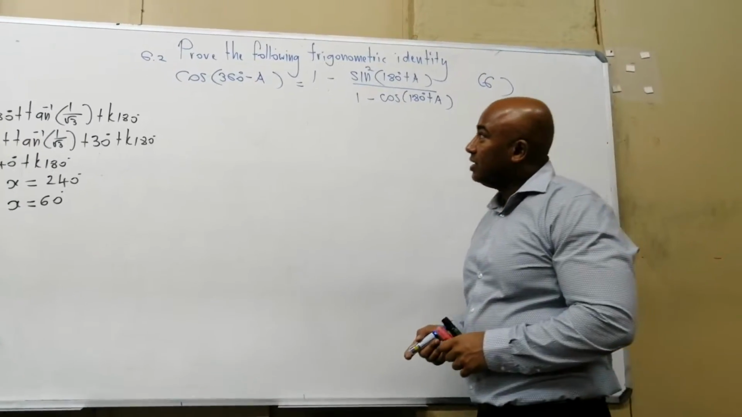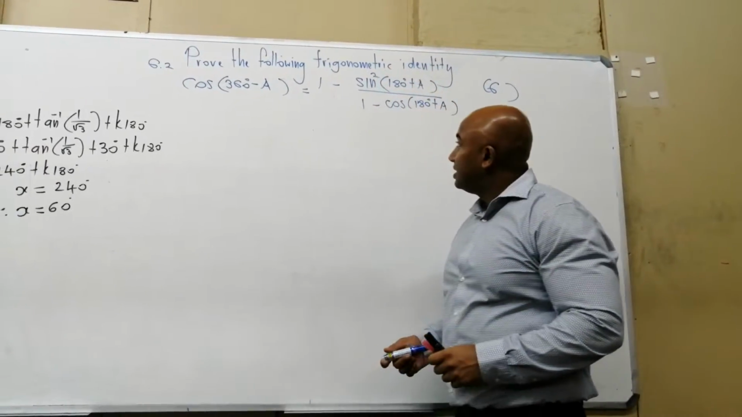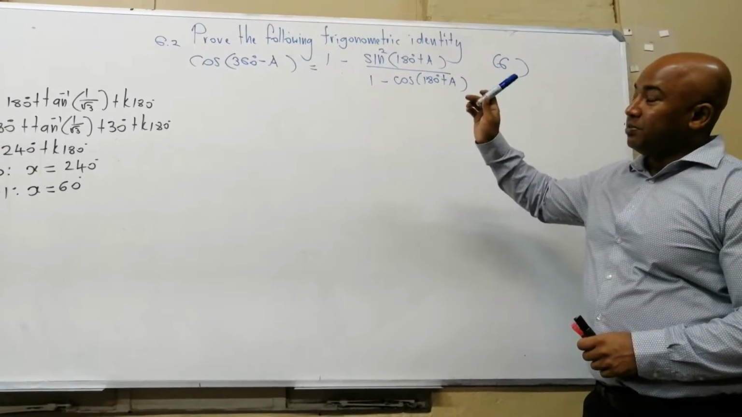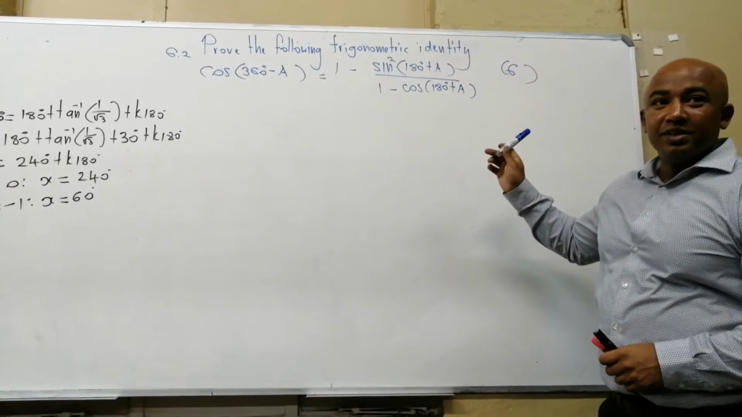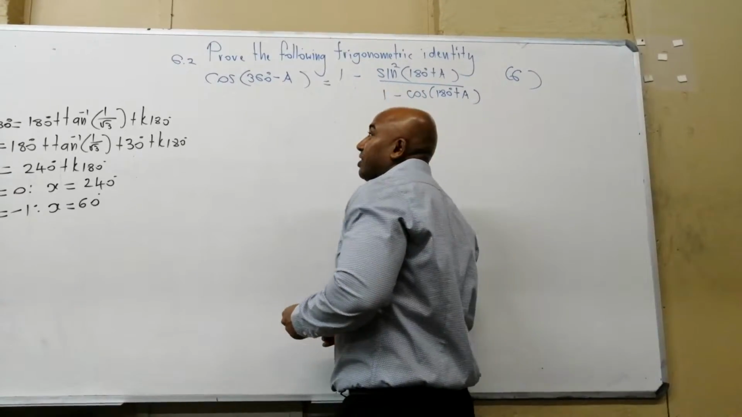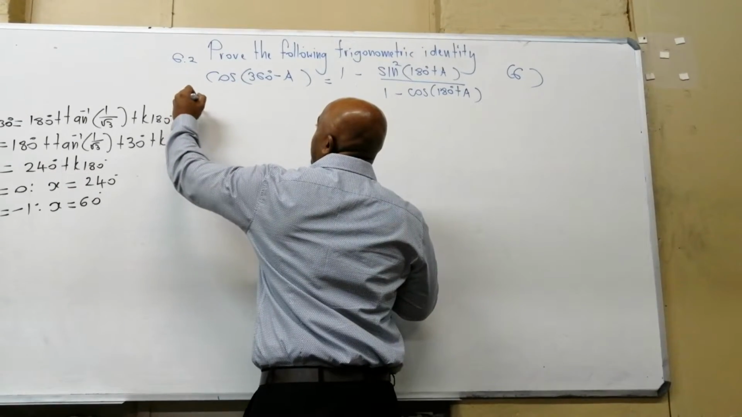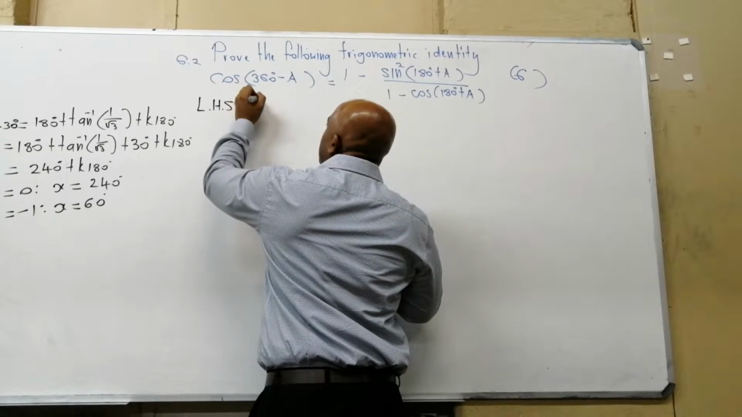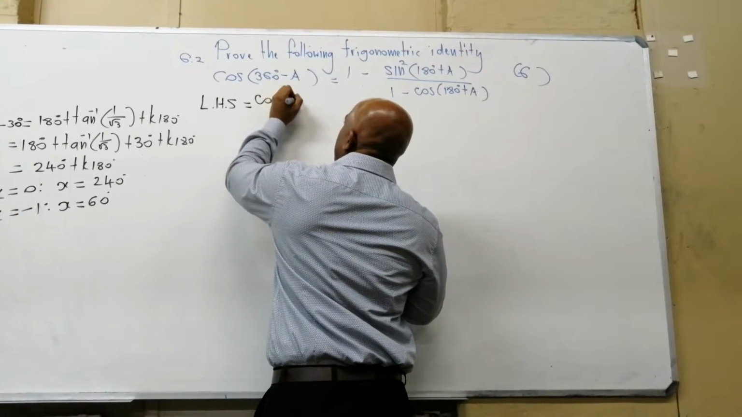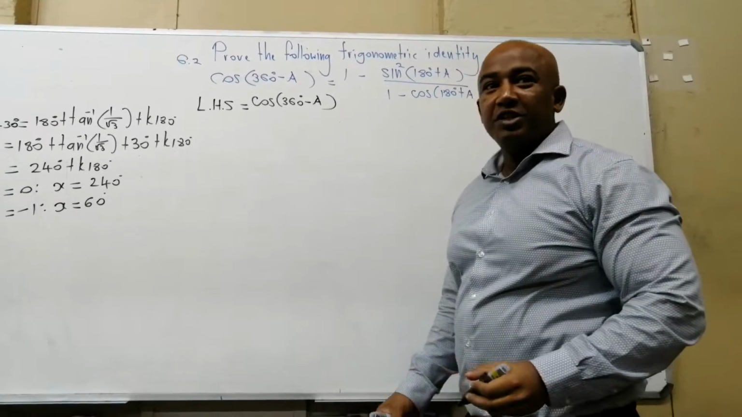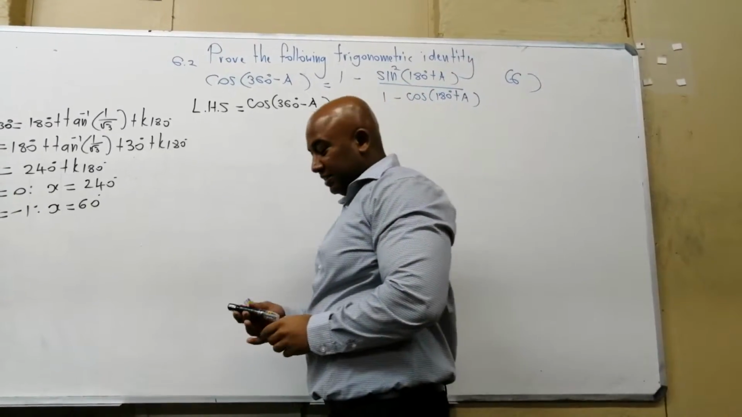Okay, the next question here, prove the following trig identity. This one is 6 marks. So we need to prove that the left-hand side is equal to the right-hand side. Let's have a look at the left-hand side, what we have here. So my left-hand side is equal to cos of 360 minus a. Now you should know this from your reduction formula.